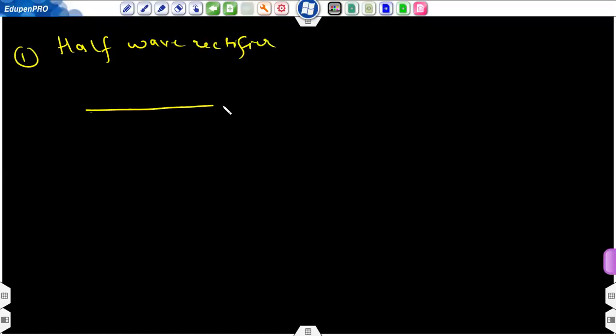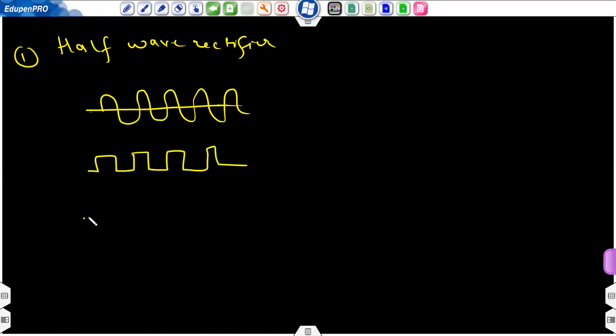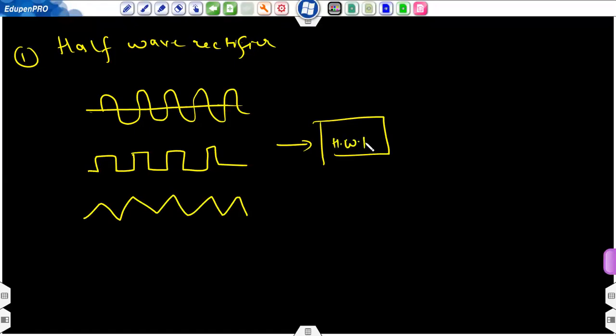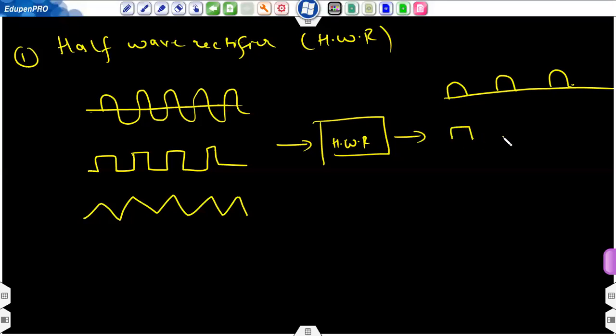If you provide a sinusoidal wave, or a triangular wave, square wave, any kind of wave like this, to your half wave rectifier circuit, I am using the short form HWR, the output will be, for a sine wave, a wave something like this. For a square wave, something like this. And for a triangular wave, something like this. So you will only receive the positive part.